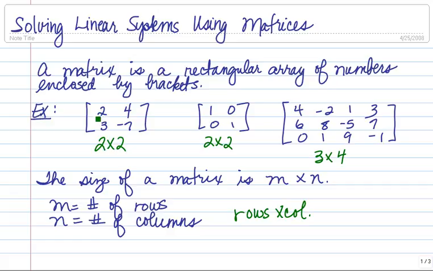Each number in the matrix is an entry, and we denote it by its position in the matrix, like the 3, for instance, is on the second row, first column. Okay.